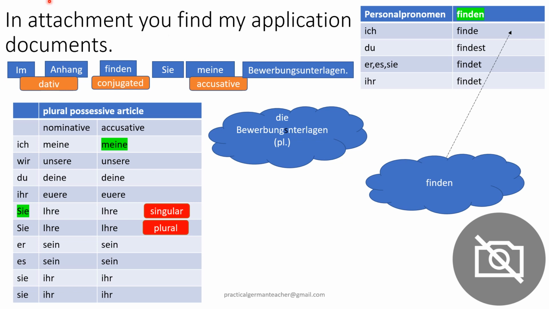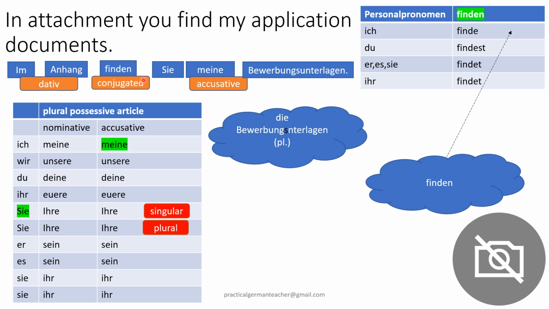Now you want to say in attachment, so for now you can just learn this by heart. In attachment you can say it by saying im Anhang. This im is a combination of in plus dem becomes im. For now you just remember this. So it's im Anhang. Then the verb finden. This has been conjugated with respect to this subject sie. As I said, this is the conjugation table. So for ich, du, sie, ihr, you have this. For every other personal pronoun, you just use the verb in its infinitive form, which is finden.